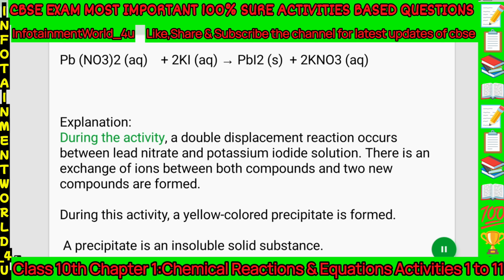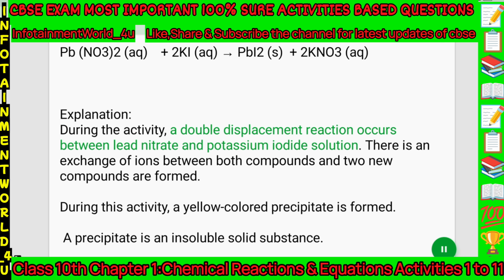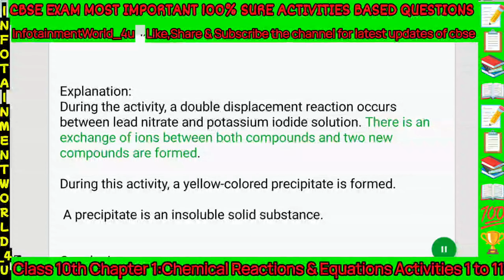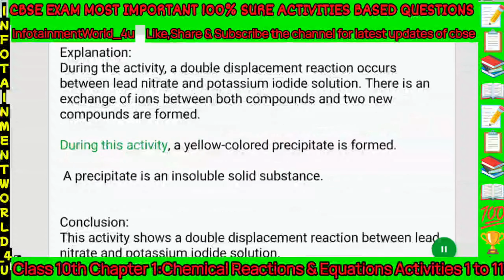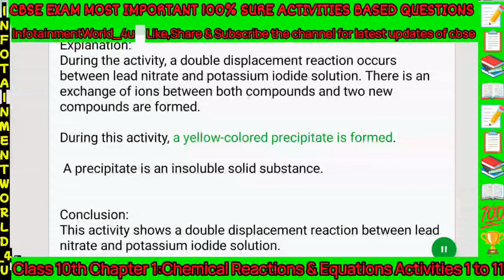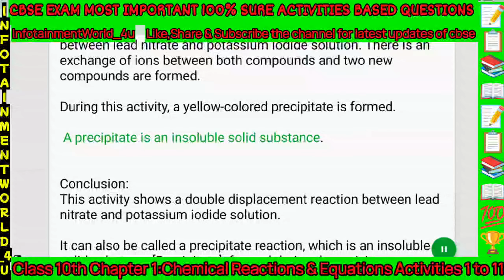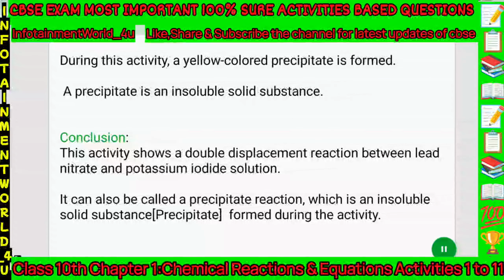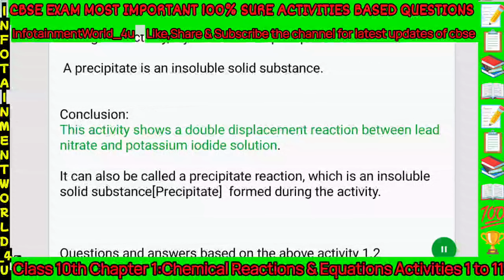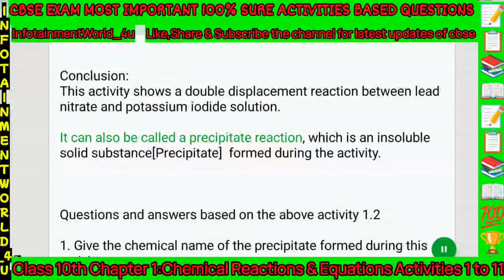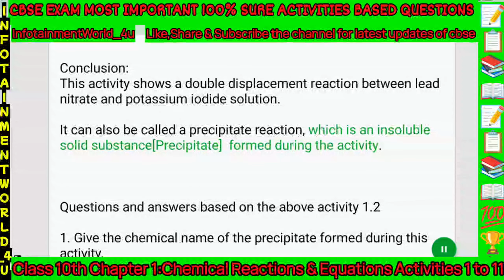Explanation. During the activity, a double displacement reaction occurs between lead nitrate and potassium iodide solution. There is an exchange of ions between both compounds and two new compounds are formed. During this activity, a yellow-colored precipitate is formed. A precipitate is an insoluble solid substance. Conclusion. This activity shows a double displacement reaction between lead nitrate and potassium iodide solution. It can also be called a precipitate reaction, as an insoluble solid substance, precipitate, is formed during the activity.